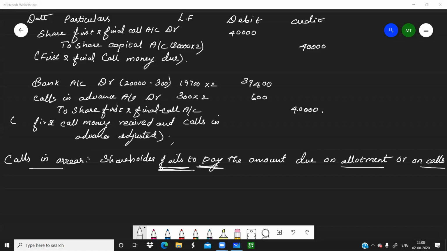Then second one, by opening calls in arrear account. So under this method, amount unpaid by shareholders is transferred and debited to a separate account called calls in arrear account. When calls in arrear is collected or when the share is forfeited, the calls in arrear account is closed. That's all.